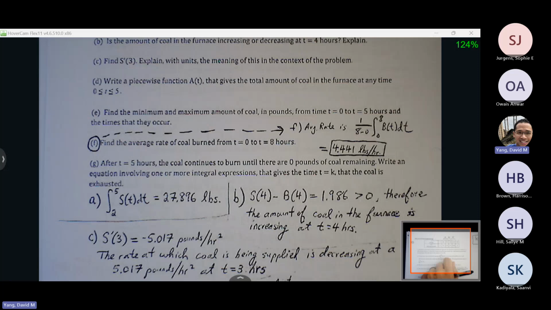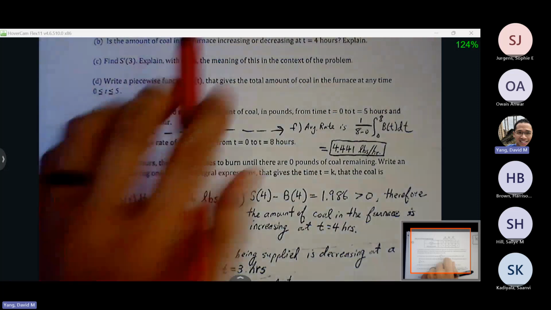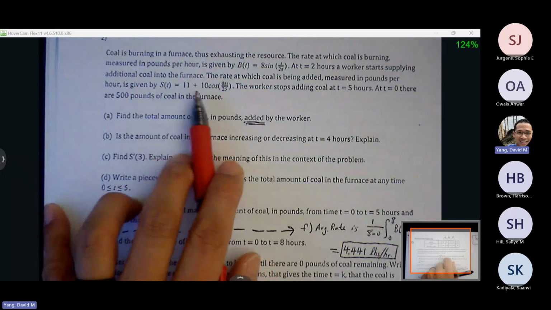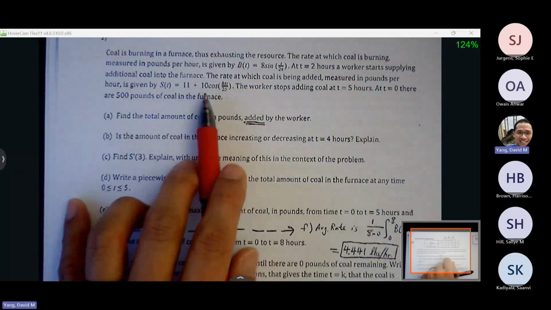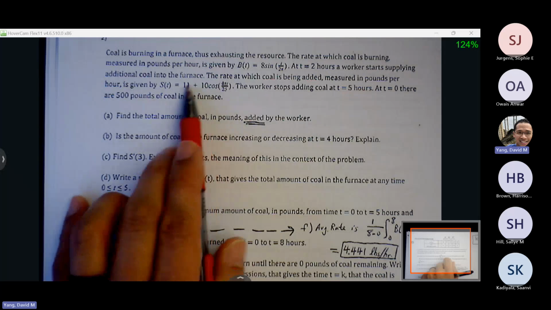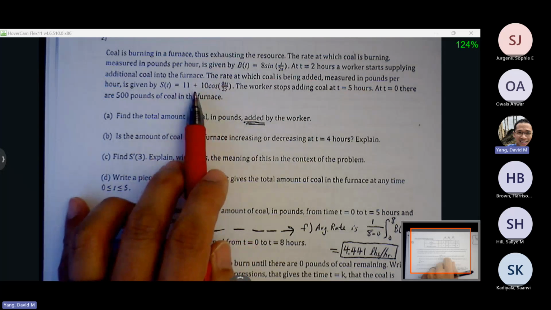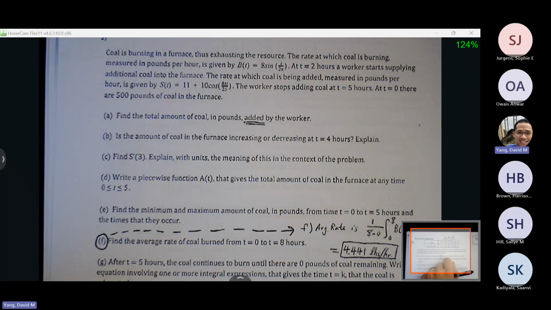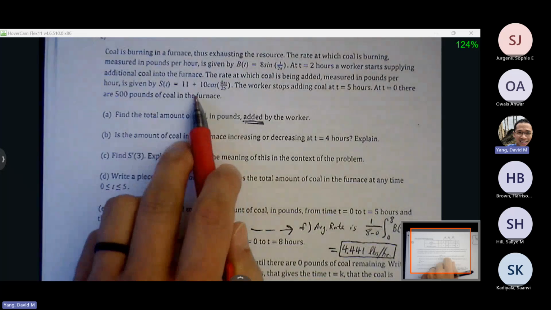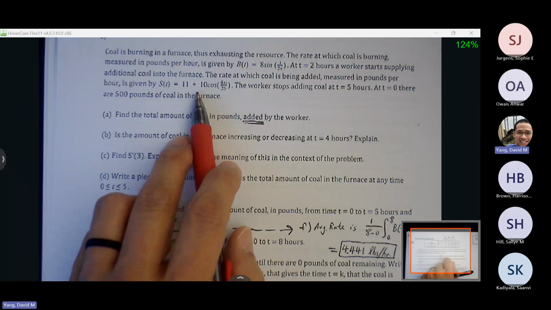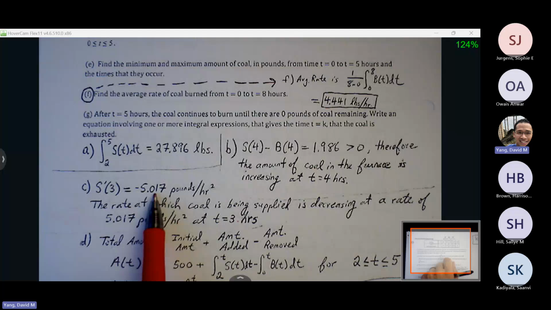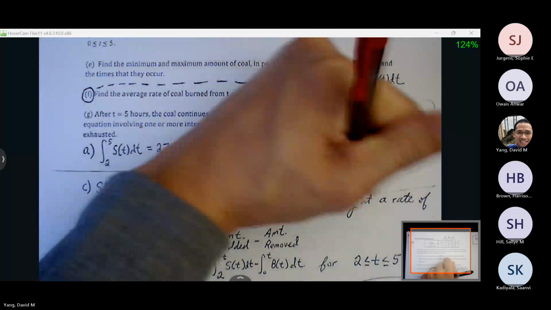Next up, find S prime of 3. So S of T is given, so S prime would require us to do the derivative on our calculator. If we do that on S of T, we can find S prime of 3. And because S of T is in terms of pounds per hour, S prime will be pounds per hour squared, pounds per hour per hour. And S prime of 3 gave us a negative value. So we know that the rate is decreasing.